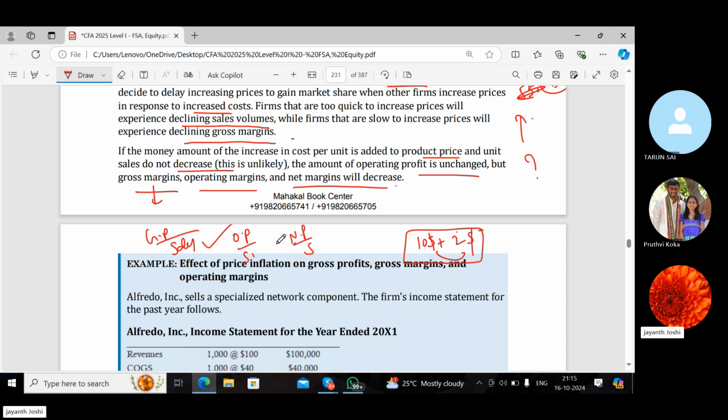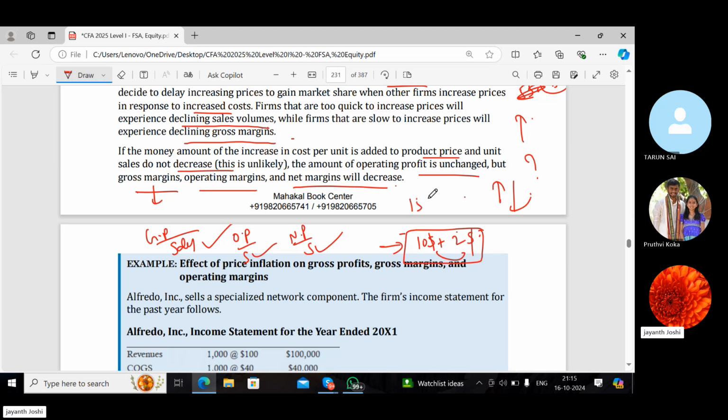Because your denominator is going to decrease, correct or wrong? Yes. When the price is increasing, the sales will decrease. But what they said, see, if the money amount of increase in cost per unit, let's say if the money amount of increasing, we are increasing the cost, and we are adding the same amount to the product price which we are selling. The increase here is also going to increase the prices, correct or wrong?